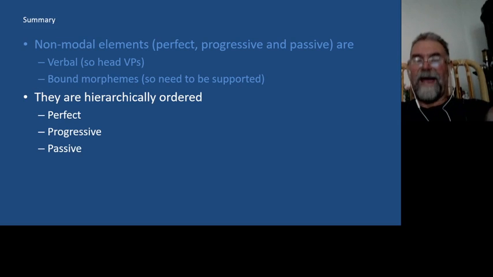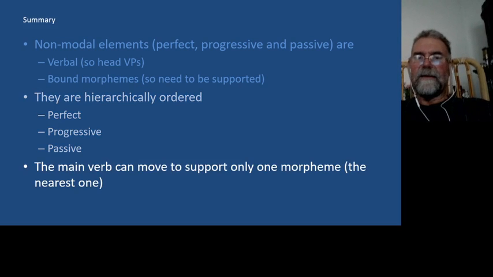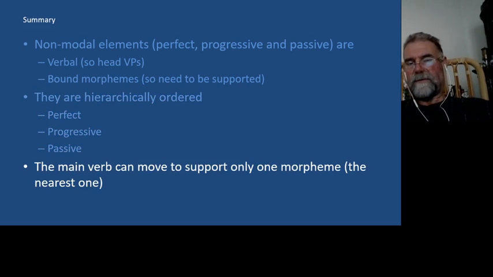Obviously, you don't have to have them there, so you can have any of these elements appearing by itself or any combination of these elements. But when all three are there together, perfect is above progressive, which is above passive. The main verb can move to support but only one of these morphemes, and that is going to be the nearest one, precisely because movements are always short. So the main verb isn't going to hop over one of these things to get to a more distant one. It has to move to the nearest one.